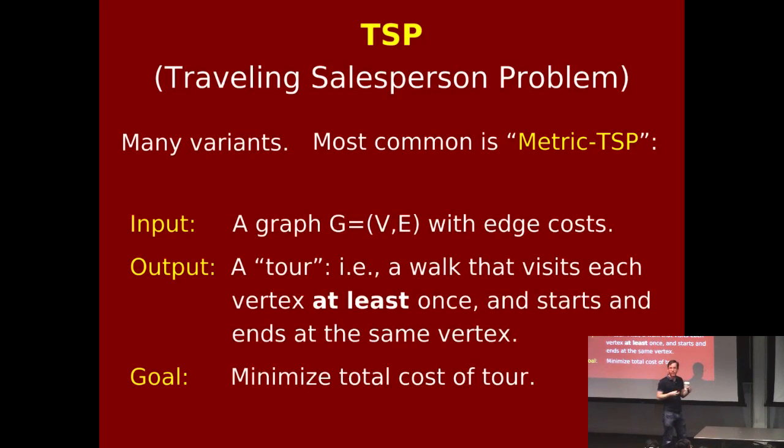The input is a graph, and each edge also has a cost on it. You can think of it as the length of the edge if you want. And what do you have to output? You have to output a tour. This is a walk that visits each vertex at least once. So you're actually allowed to repeat vertices, but you just have to hit every vertex at least once. And you have to start and end at the same vertex. So the story is you're a traveling salesperson, whatever that is, and you have to visit a bunch of cities, and you have to visit every city at least once, and you have to come back to your home city at the end. And of course, what are you trying to do? You're trying to find the route that has the least cost, the least length.